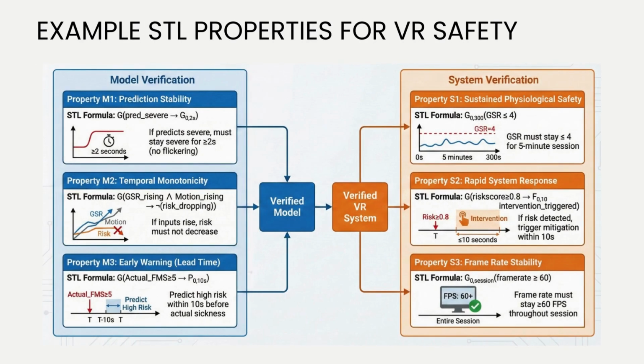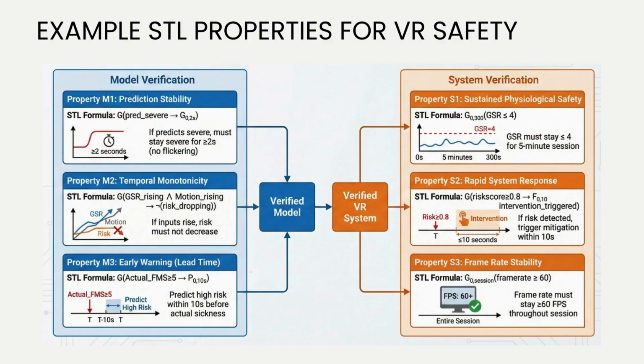So those are the six example properties I'm planning to add in my future work. As we know, Bayesian network and Dice are not able to give system verification. They only give you model verification. But STL enables both levels of verification: one is model verification and another one is system verification.